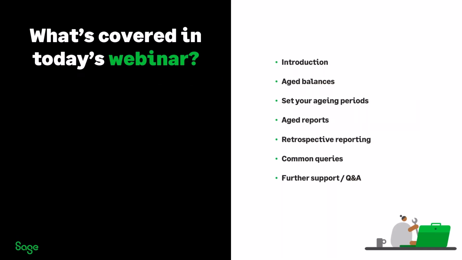This is our agenda for this morning's session though, so it looks like quite a bit to get through. There is, but hopefully it's quite a simple topic, the age debtors. So brief introduction, we'll look at the age balances, setting your aging periods. We'll look at the reports themselves. Probably the key part and the bit that catches people out is retrospective reporting.